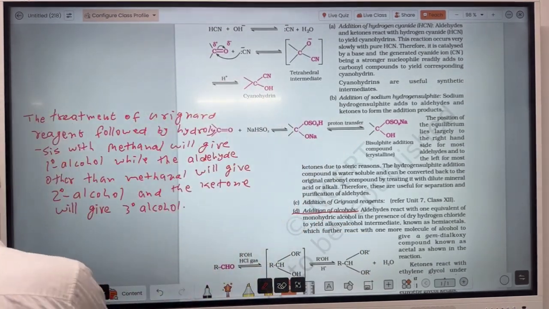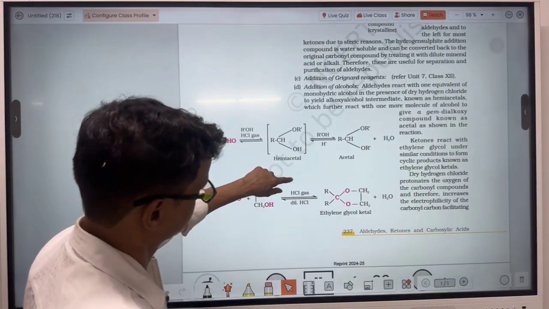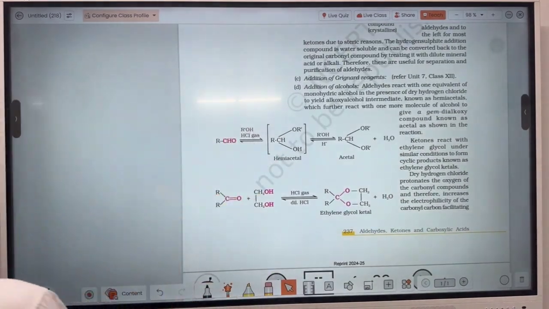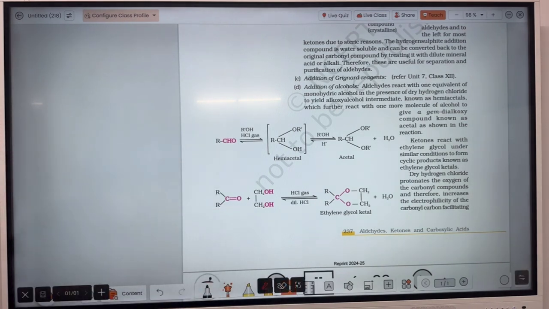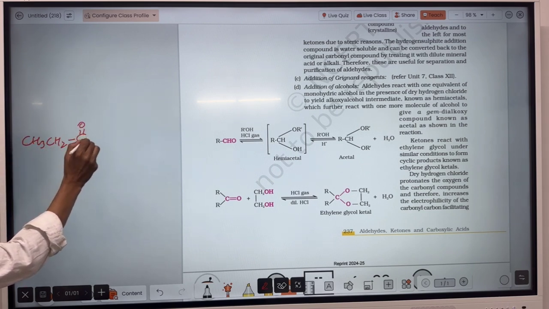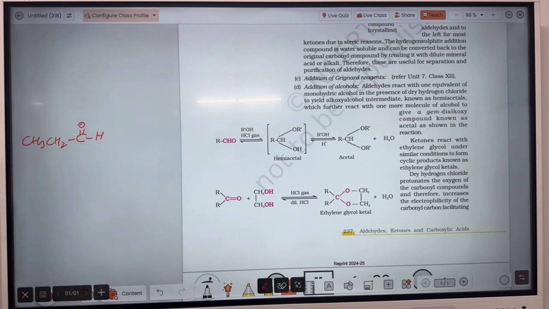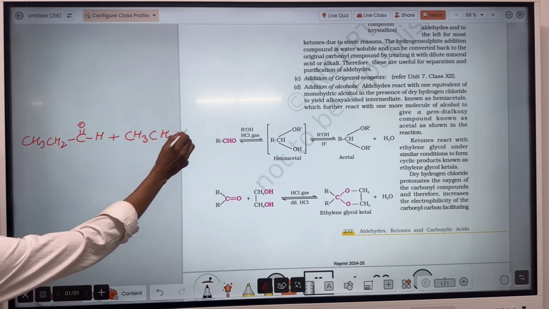Let's see. In the book, the reactions are different, but I am telling you in a different manner. So what is here? Suppose this is an aldehyde, and you react it with an alcohol, this one.